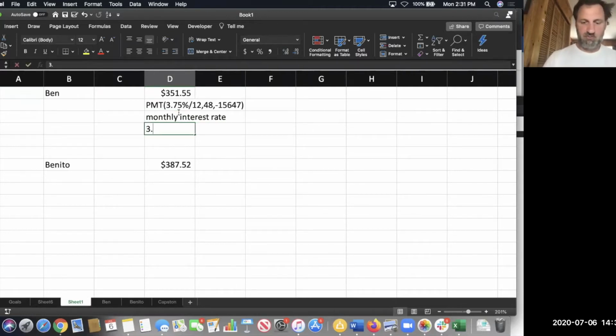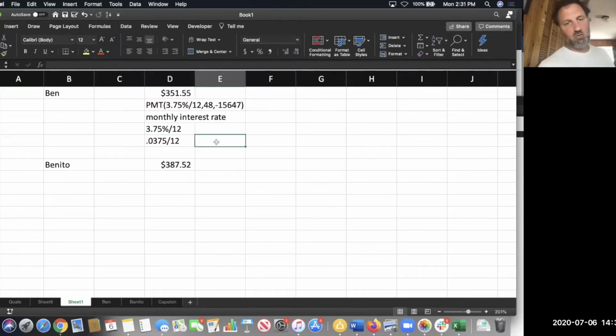And I wrote 3.75% divided by 12. Another option would be 0.0375 divided by 12. I wouldn't actually divide by 12 and type that in, because for the most part, you're going to have rounding issues and you get a more accurate answer if you don't round at all. Okay, so those are your two options for how you would write the monthly interest rate.